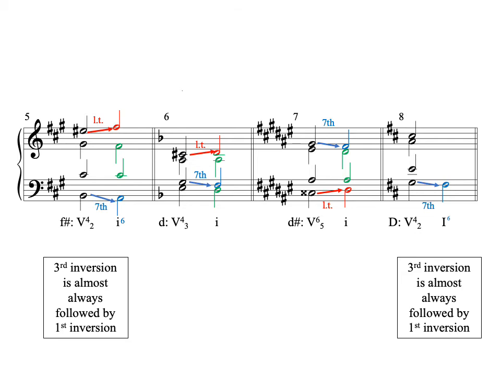Because we did the most important thing part writing wise. We resolved the 7th of the chord down by step. And now we're just going to write whatever else is missing from our D, F sharp, A chord.